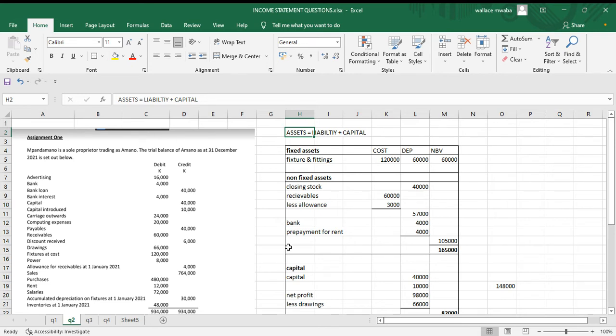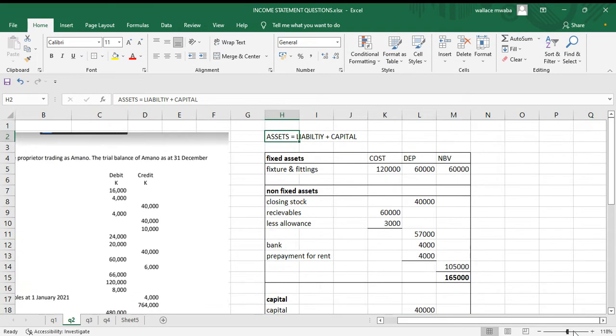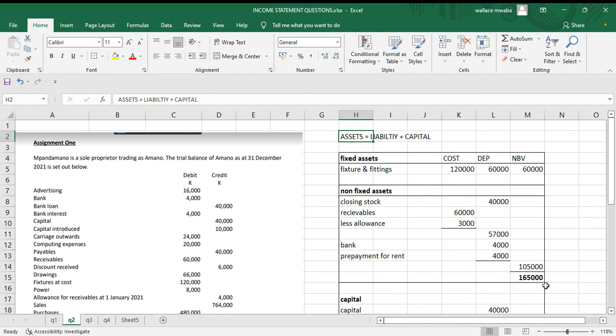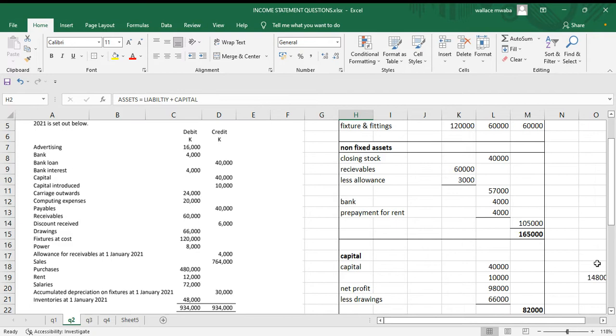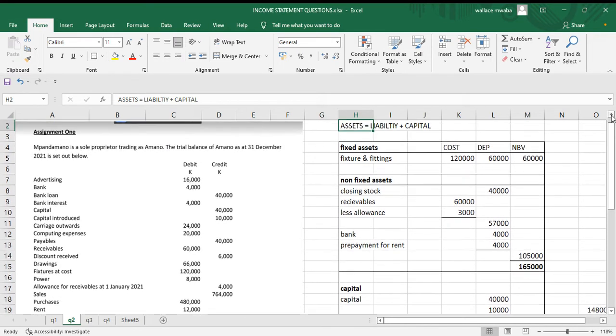So we refer back to Amano. We're going to see what fixed assets they have. The only thing that we can find is fixtures at cost. So we're going to label it here.